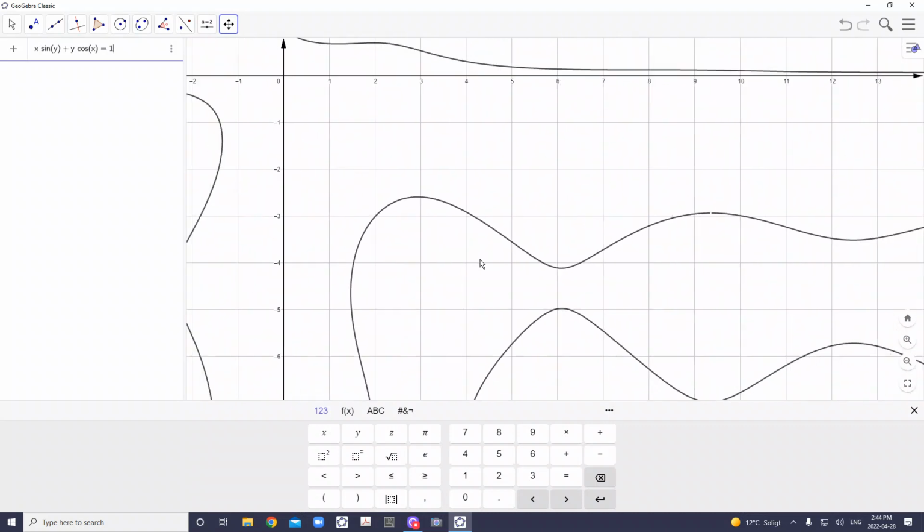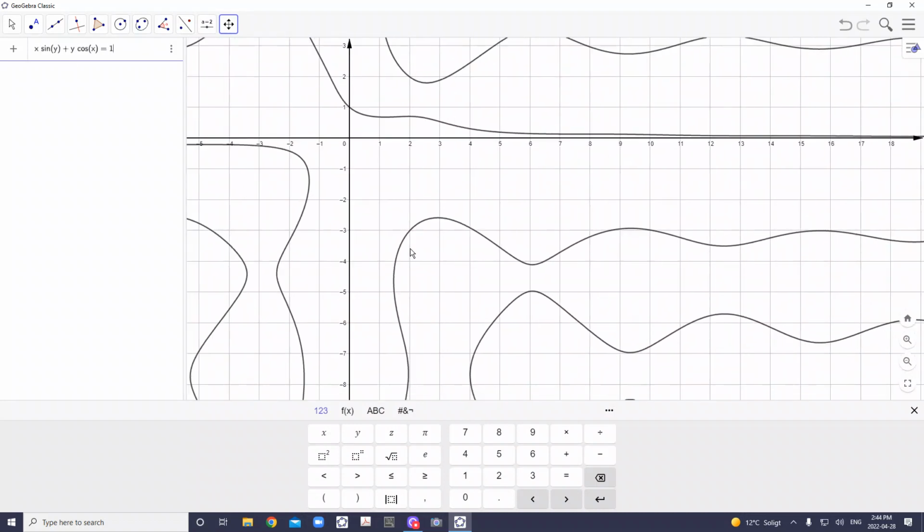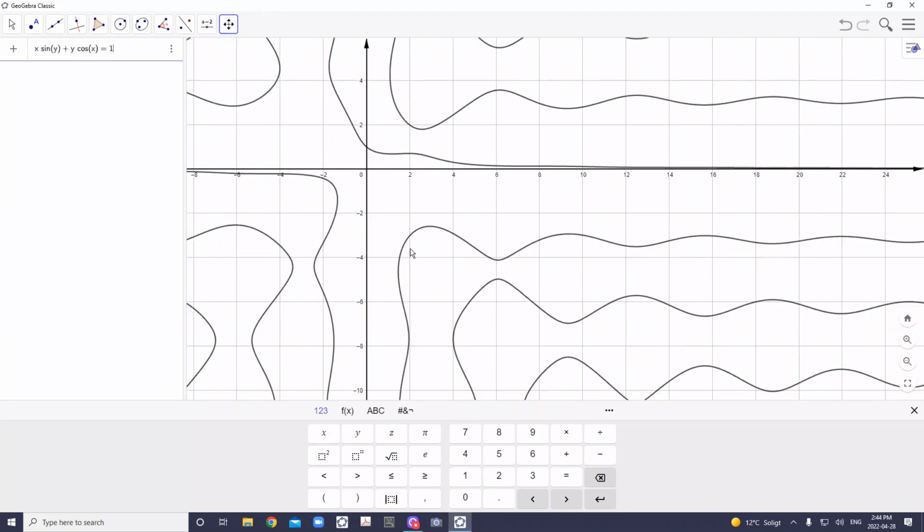For example, could you predict that the origin is not on this curve? Yes, because if instead of x and y I put 0, the left hand side becomes 0, the right hand side becomes 1. Okay, but let us see how it goes.